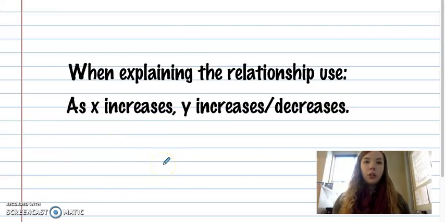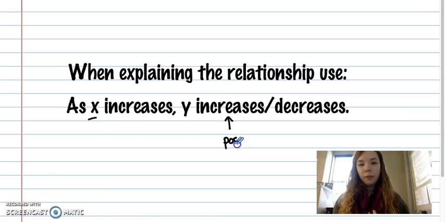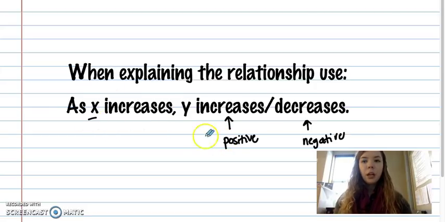When explaining the relationship, oftentimes it'll say, what is the relationship between the data, and explain. So we'll say, whatever our x variable is, as that increases, the first one is always going to be increases. Then the other label, whatever our y is, increases if it's positive. And if it's negative, we would say decreases instead. The first one's always going to be increases. Okay? And so again, I would pause and write this slide down.